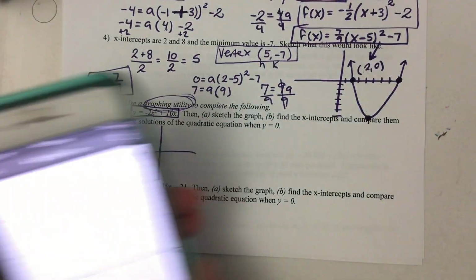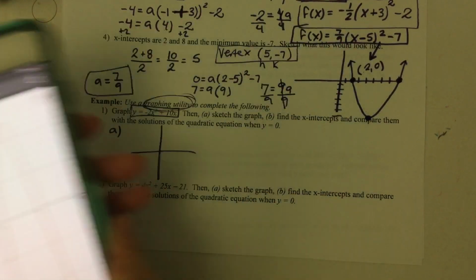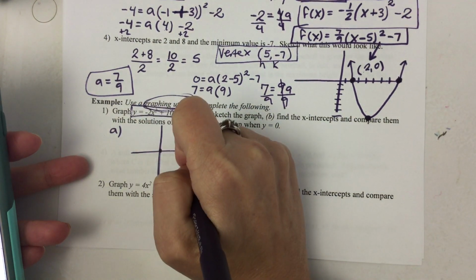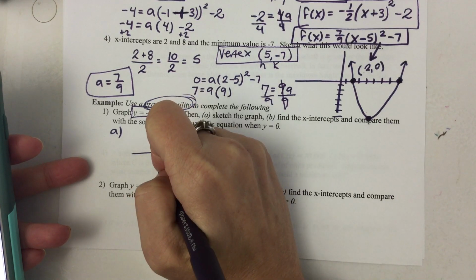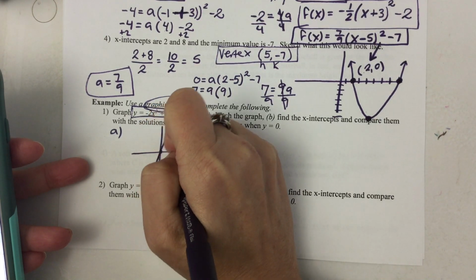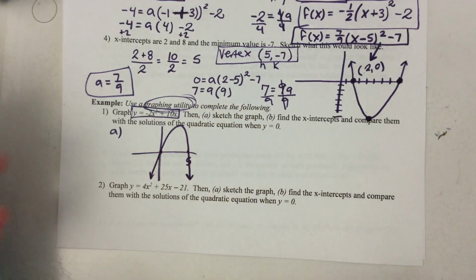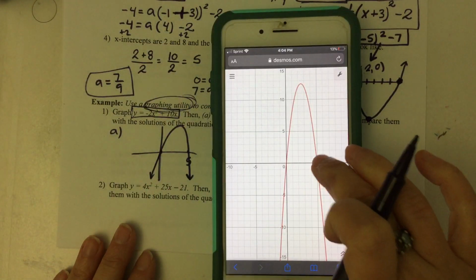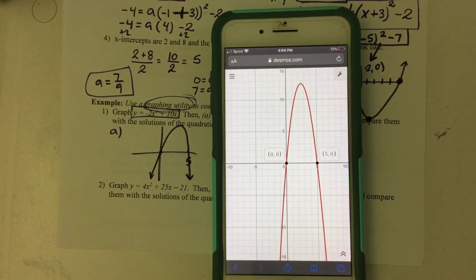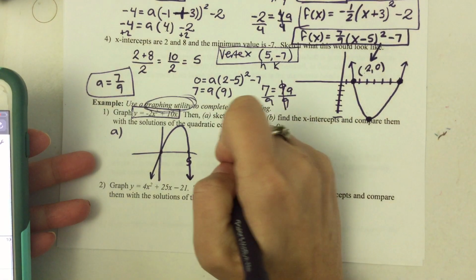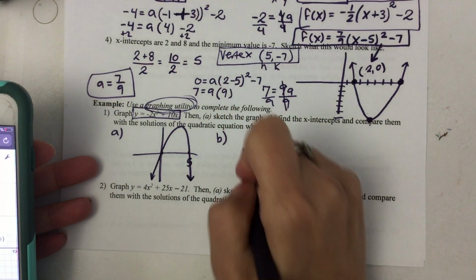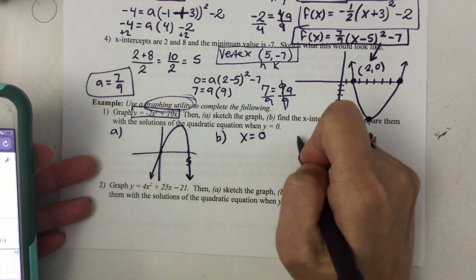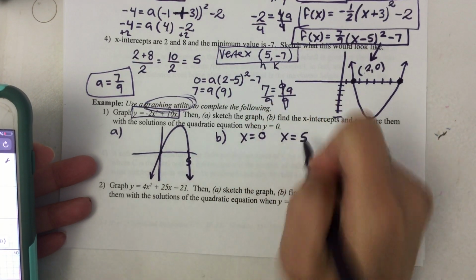So if I look at this, here's what the graph looks like. I notice that it touches here at 0. It also touches at a 5. It's a graph that is opening downwards. Okay, so I sketched the graph. Now it says to find the x-intercepts. The x-intercepts, those are the x values where your parabola touches or crosses the x-axis. So for part B, your x-intercepts, x touches at 0 and x touches at 5.